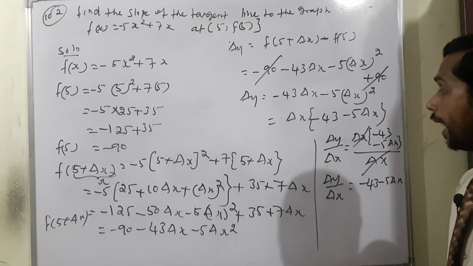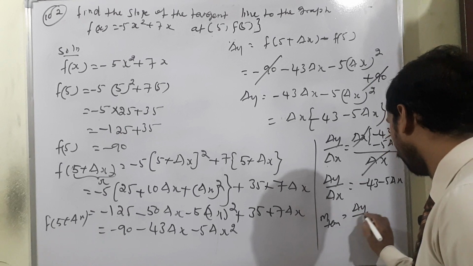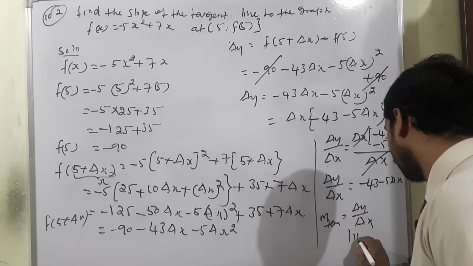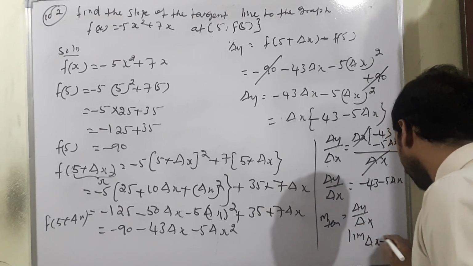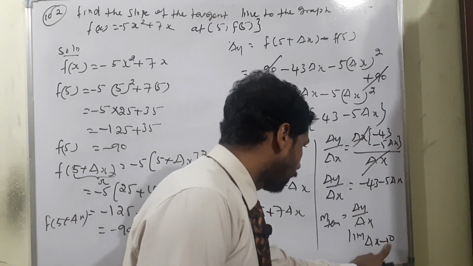Last condition tangent, isn't it? Therefore m tangent is equal to del y by del x, limit del x tends to 0. So what the answer will come? Instead of del x we can apply, value will be 0.